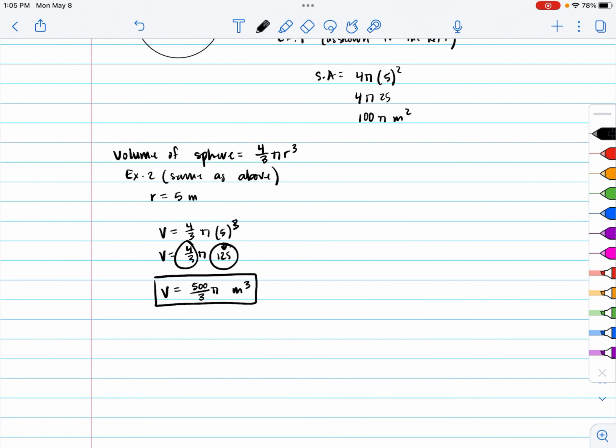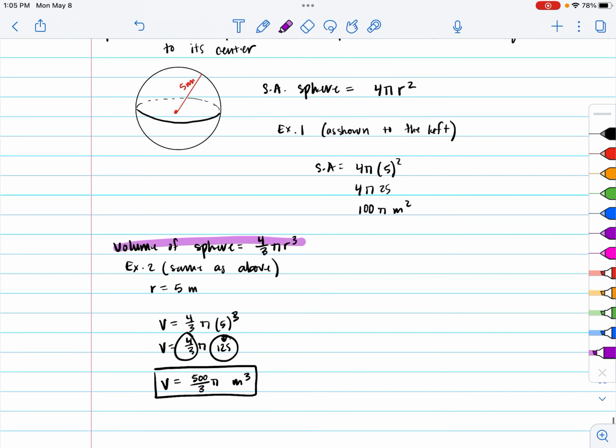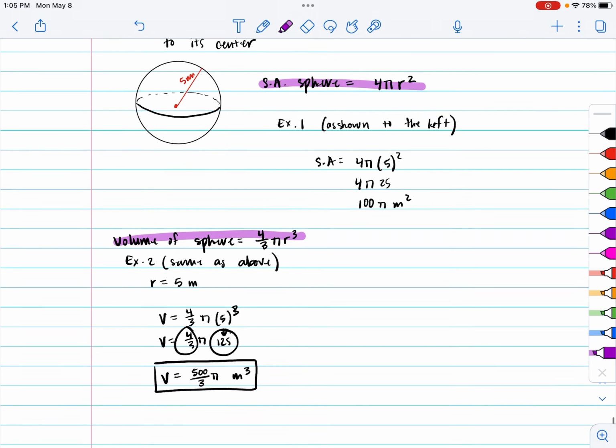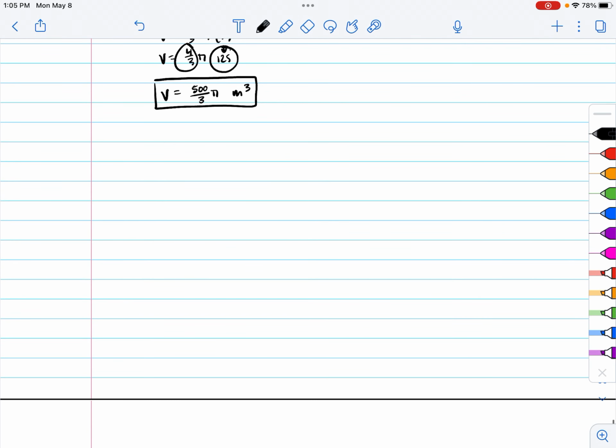Okay, so volume is a straightforward equation. Same goes for surface area. But hemispheres is where it gets weird, where it gets interesting. So we're going to talk about hemispheres. A hemisphere is pretty much half of a sphere. Now, what happens with half of a sphere? Well, let's try to draw one. We draw half of a circle.